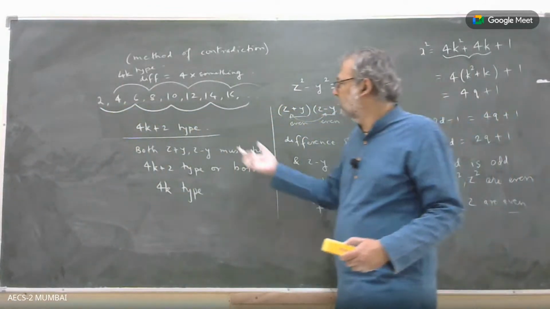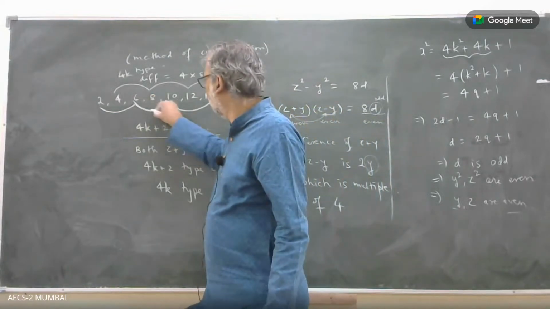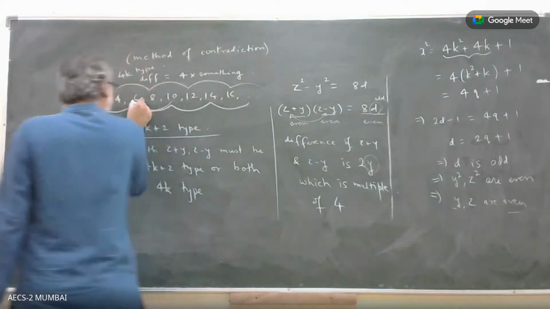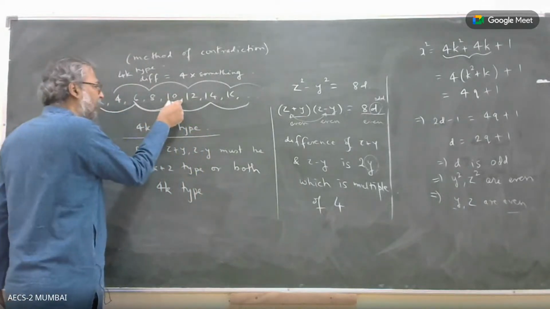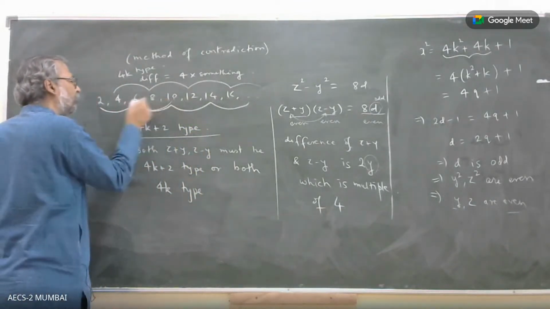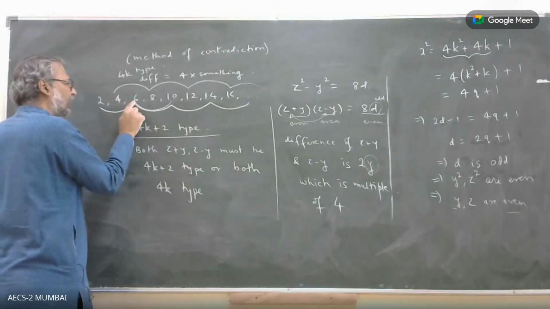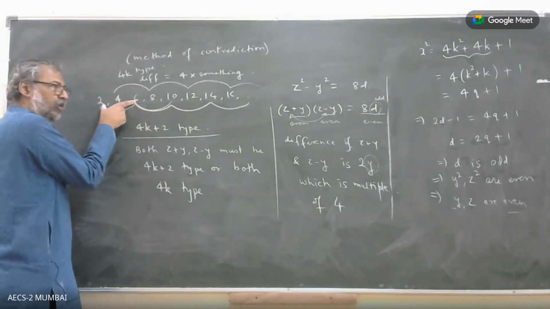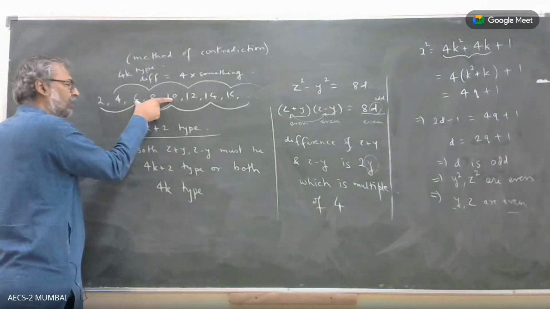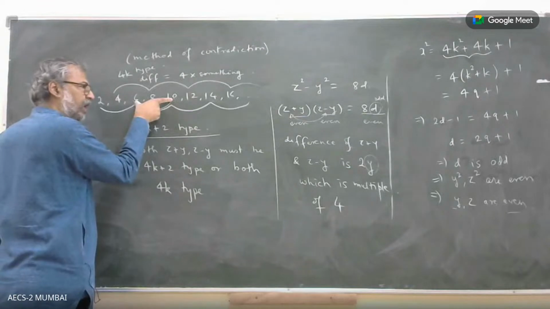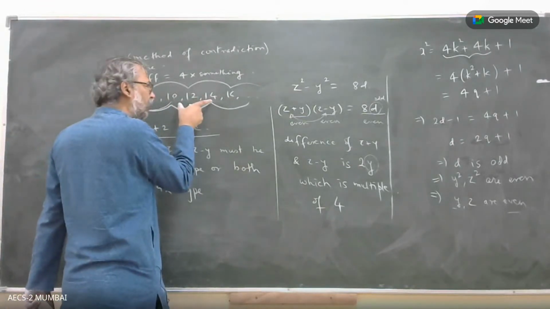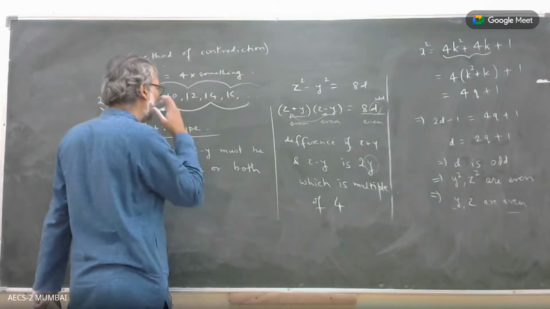Now if both are 4k plus 2 type, this product is not a multiple of 8, right? Because only 2 divides each of them, 4 does not divide any of them. So at most 4 will divide the product. Check the product: 2 into 6 is 12, which is a multiple of 4, not 8. 6 into 10 is 60, a multiple of 4, not 8. And 10 into 14 is 140, a multiple of 4, not 8, and so on.